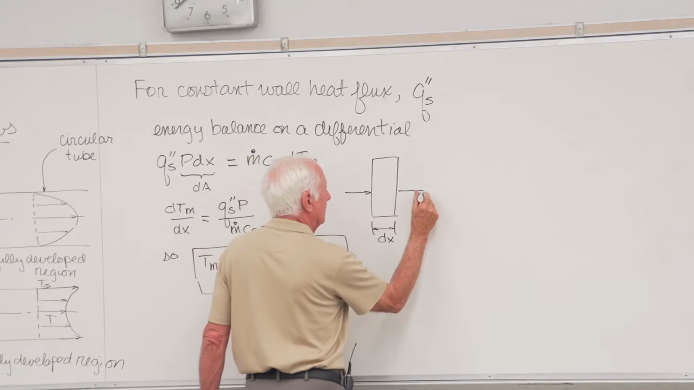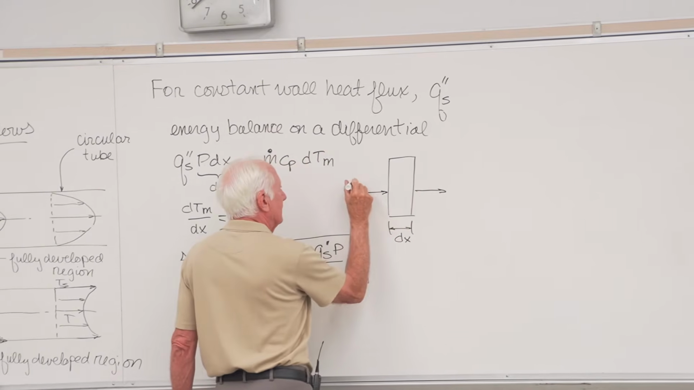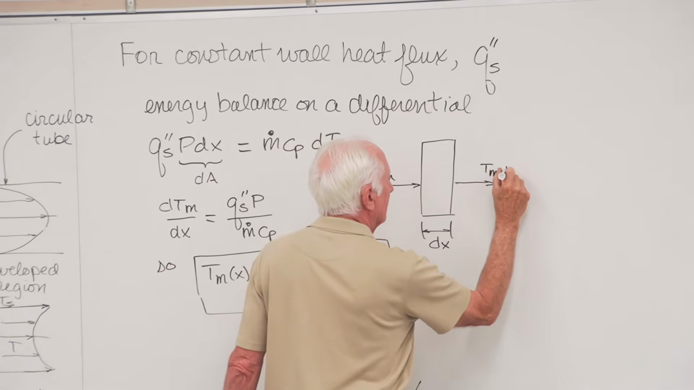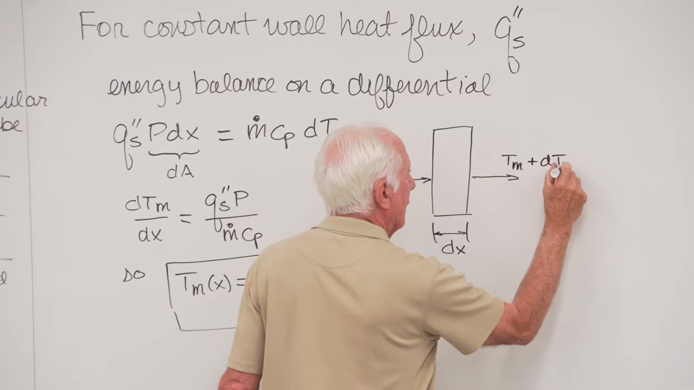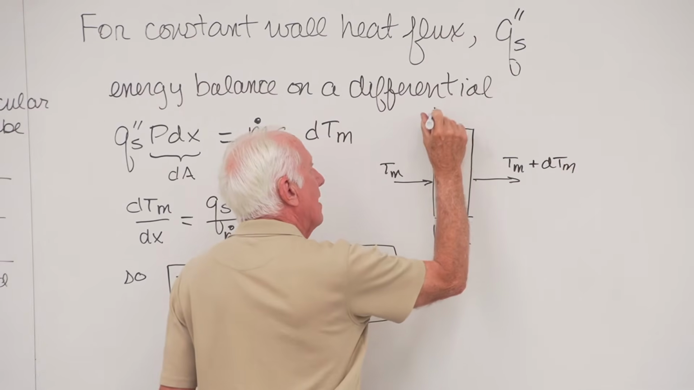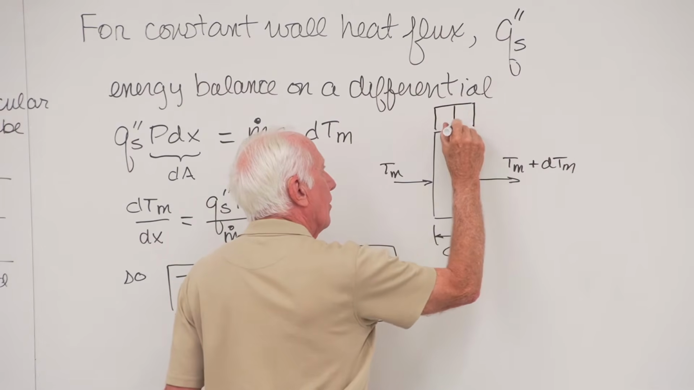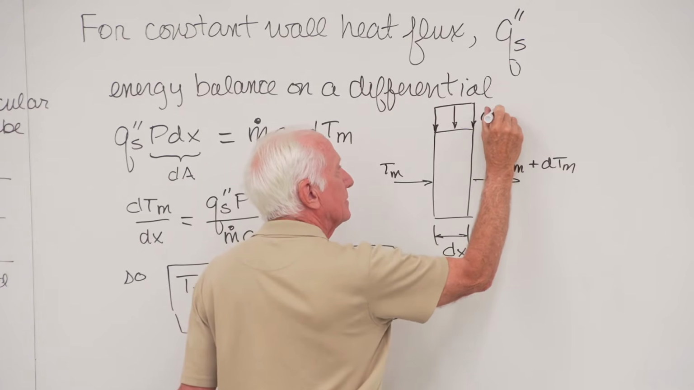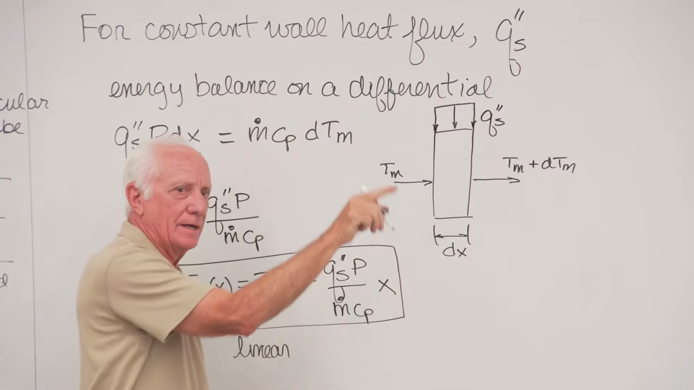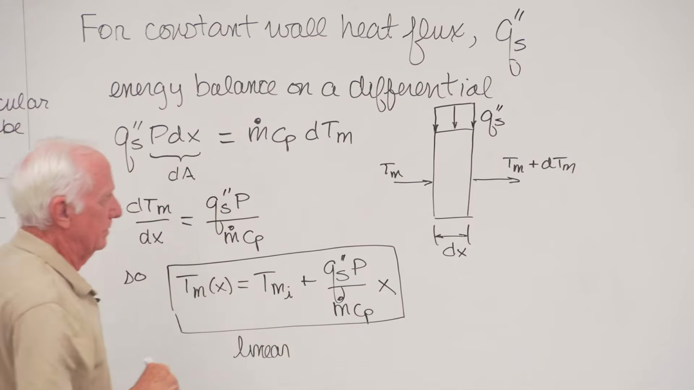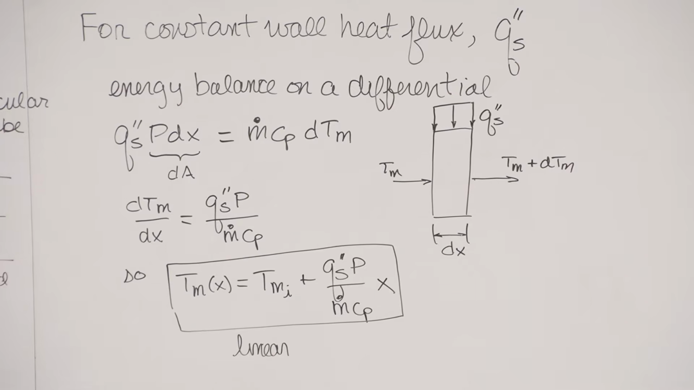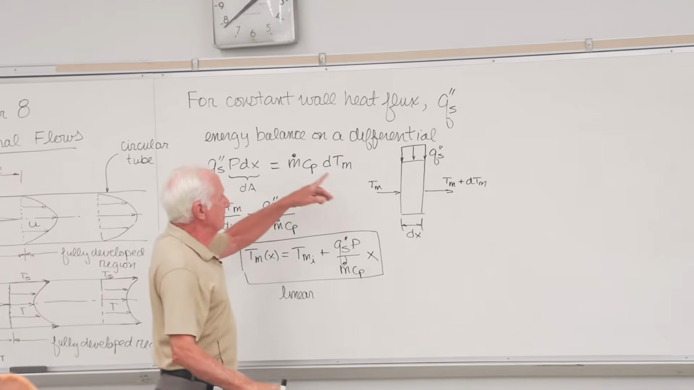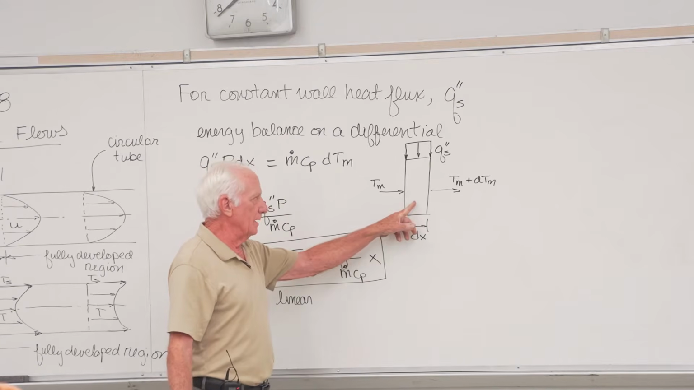Comes in, T mean, goes out, it gets hotter, T mean plus dT mean. All around the perimeter, I'll just show it here, we have a constant surface heat flux. All around the perimeter. The fluid's going to get hotter, okay.